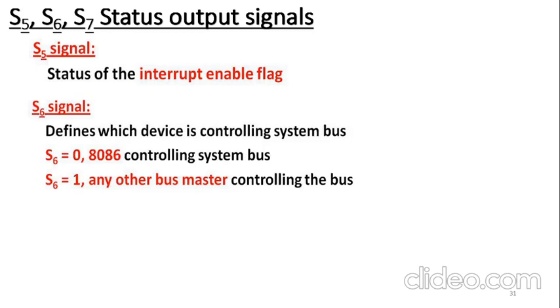It defines which device is controlling the system bus. Now here the device means the processing device, processor or auxiliary processor, and certainly not the IO device or memory device. Now this S6 signal is more appropriate in the maximum mode operation of the processor here. And whenever we are getting S6 equal to 0, it means that the 8086 microprocessor is controlling the system bus.